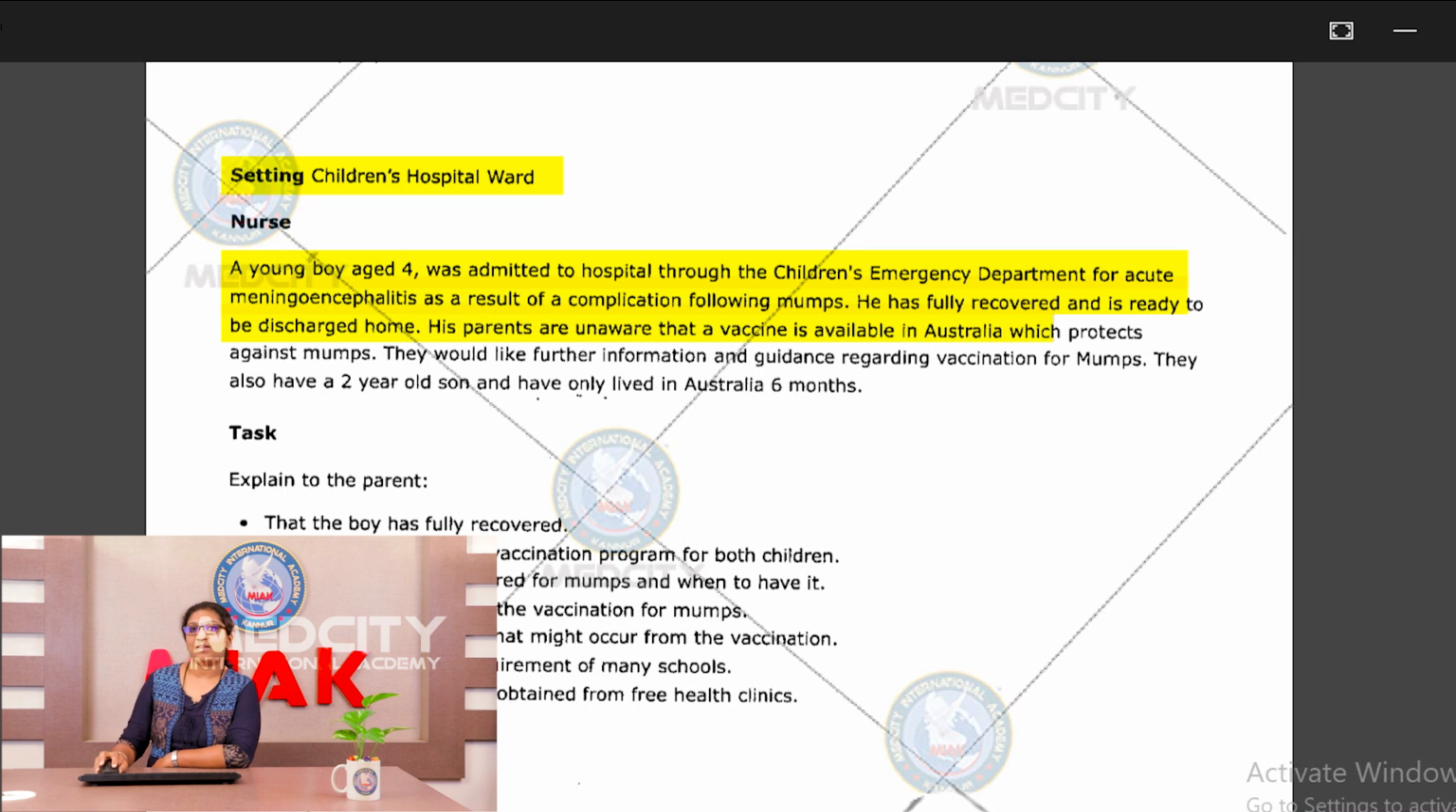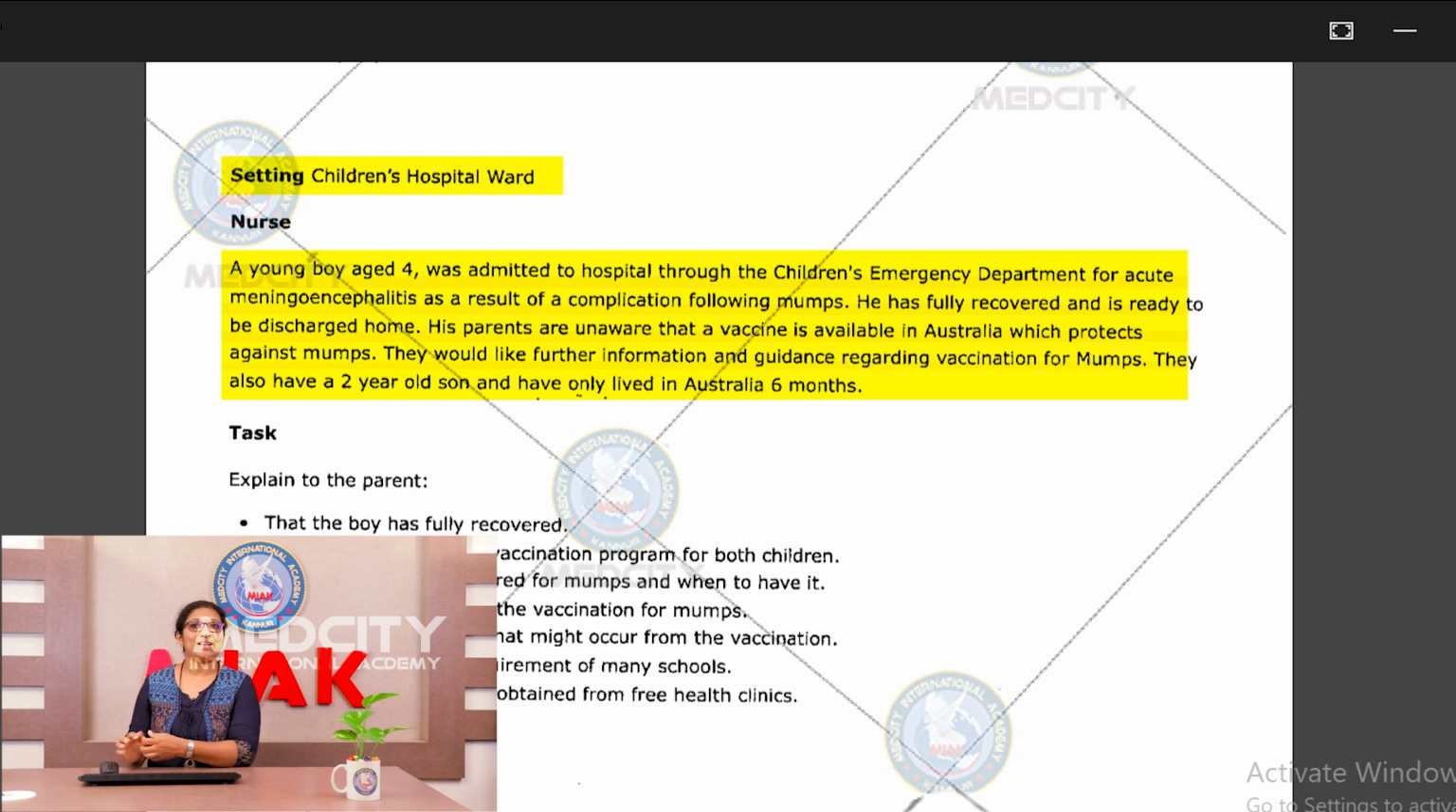His parents are unaware that a vaccine is available in Australia which protects against mumps. They would like further information and guidance regarding vaccination for mumps. They also have a 2-year-old son and have only lived in Australia for 6 months.